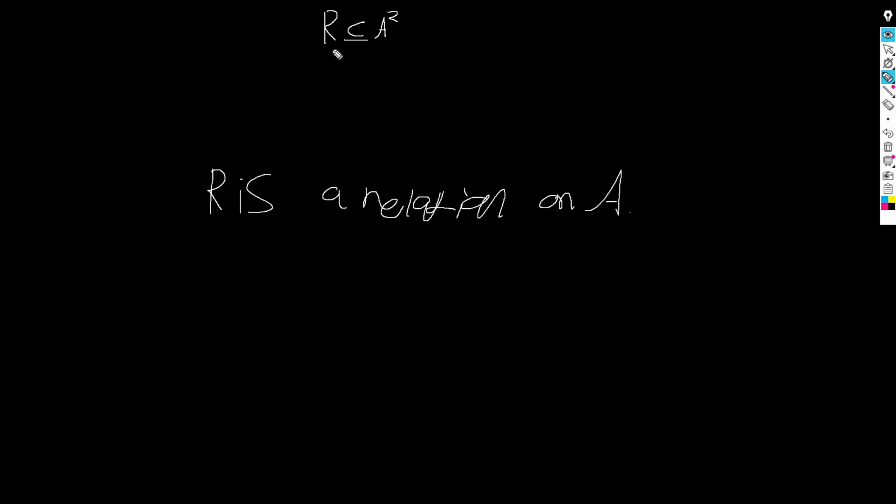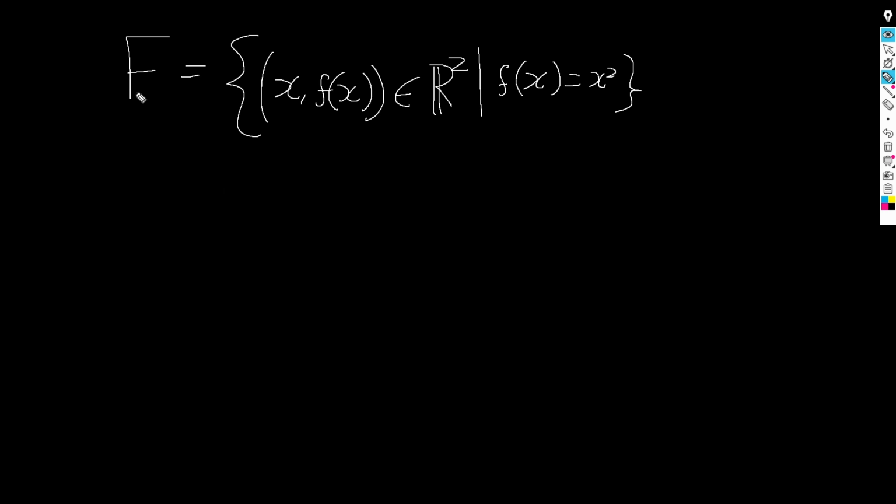Any such relation like this is said to be a relation on that set. So for example, if we had this relation F to be the set of all ordered pairs in R2 such that the second coordinate is the first coordinate squared, then F would be a relation on R. But how do we draw pictures to describe relations on a single set?